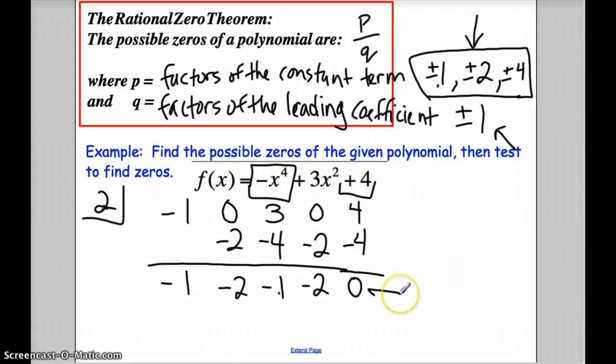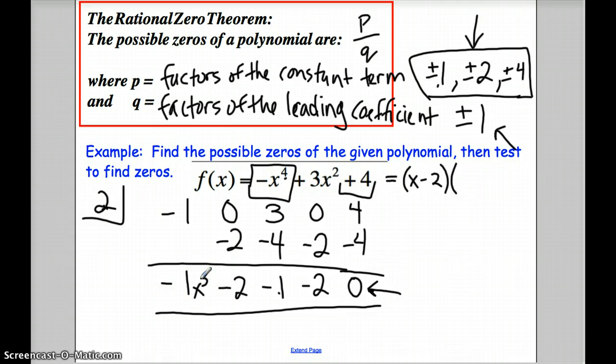Now once again, that factor theorem comes into play here. Because the remainder was 0, that means that I have successfully found a factor. And this means that the polynomial can be written as x minus 2 times this polynomial right here. So let's see, I drop the power once, this is x to the third. So negative 1x to the third minus 2x squared minus x minus 2. I've successfully factored it into a binomial times a cubic polynomial.